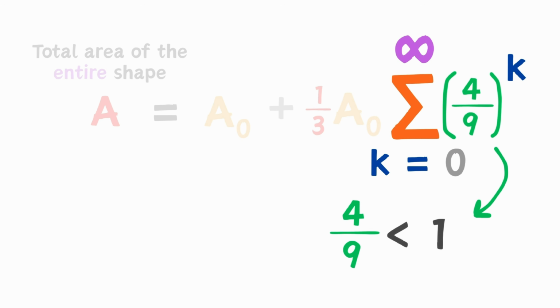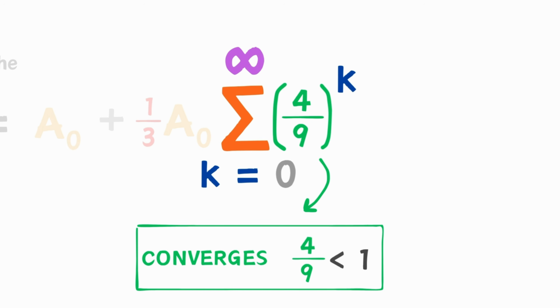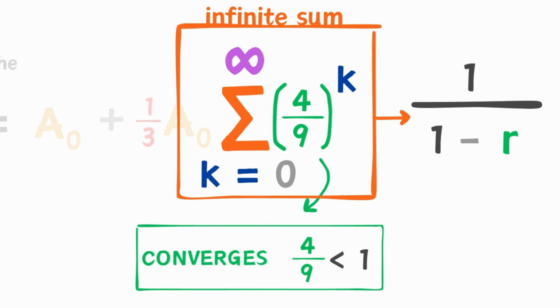Notice that our ratio is less than 1. This means that our series will converge. Our final sum will approach some finite value and will not go to infinity. For converging geometric series, we have a formula that we can use to find the final sum. We just need to put in our ratio, 4/9, and let the math do its work.